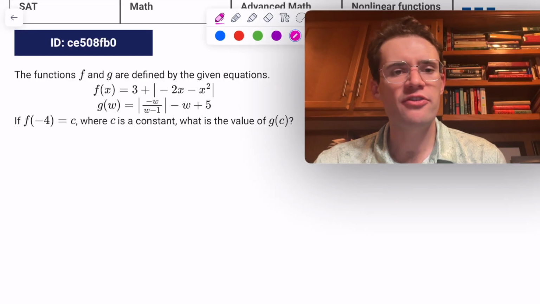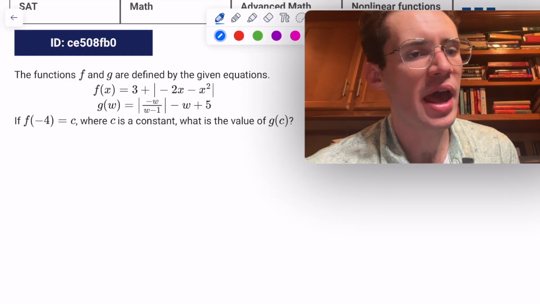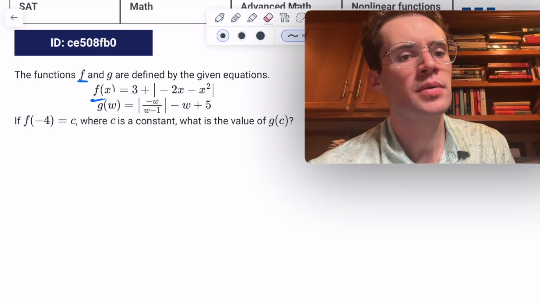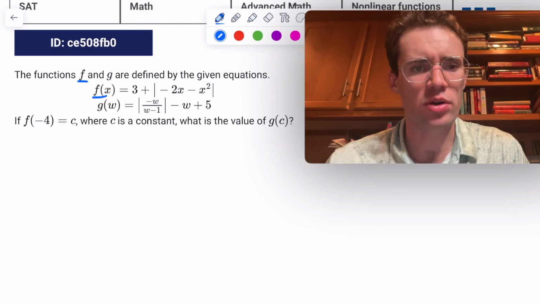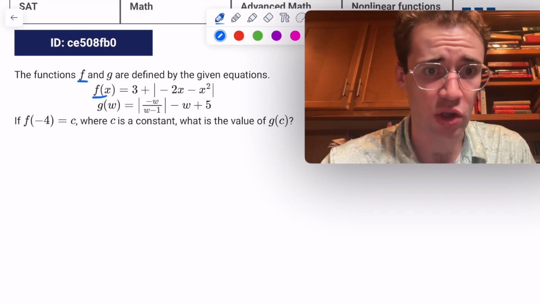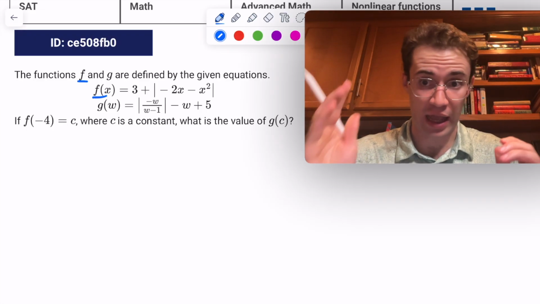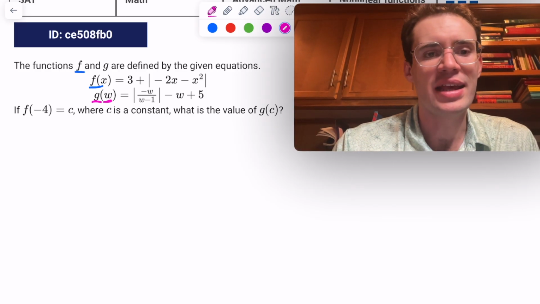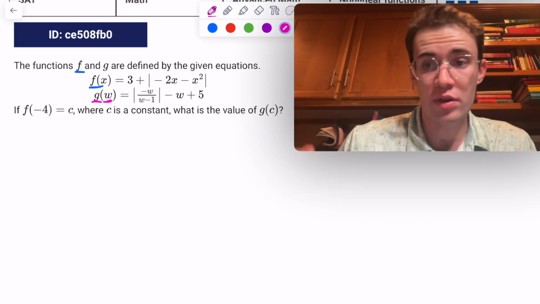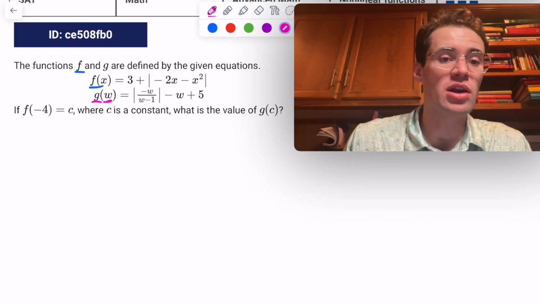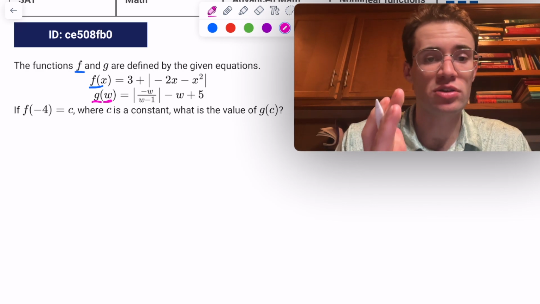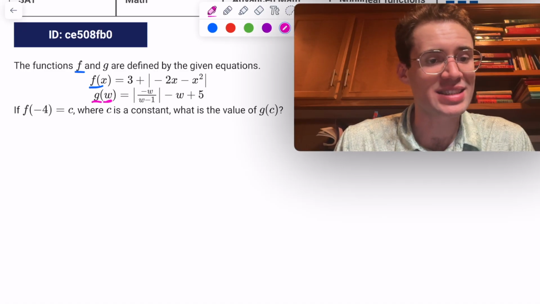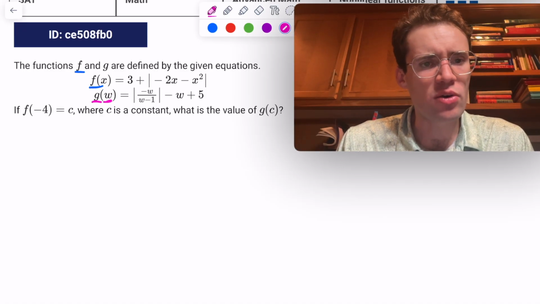The functions f and g are defined by the given equations. So f of x equals 3 plus the absolute value of negative 2x minus x squared. And this g function, g of w, is equal to the absolute value of negative w over w minus 1, minus w plus 5. If f of negative 4 equals c, where c is a constant, what is the value of g of c?